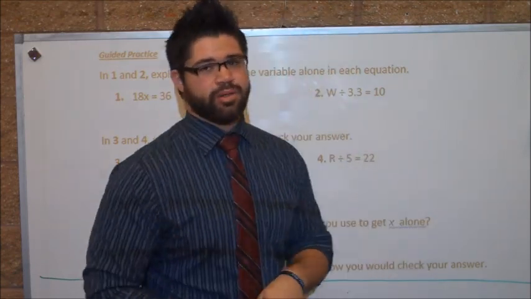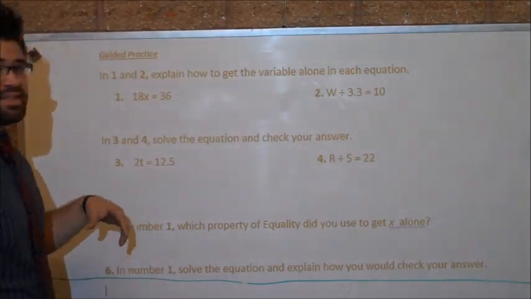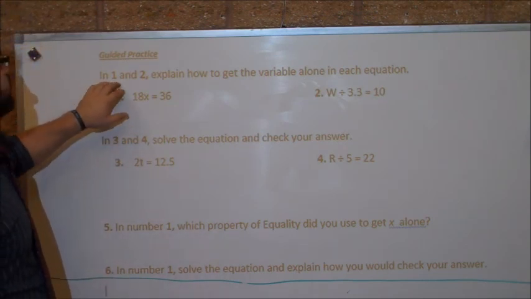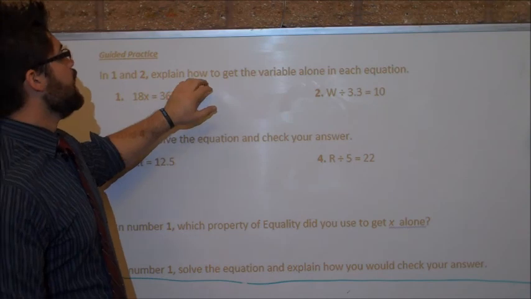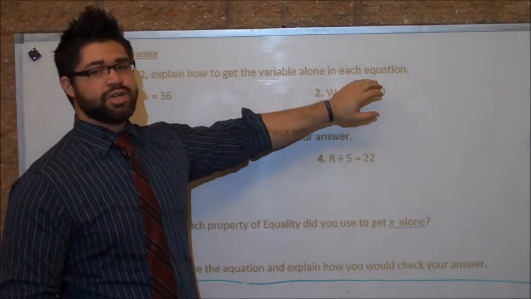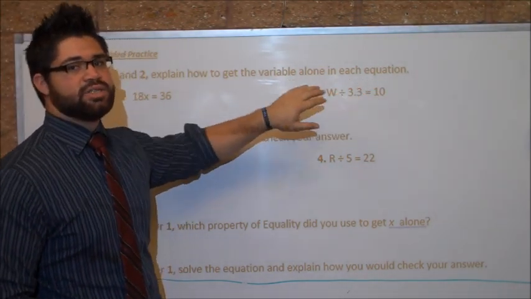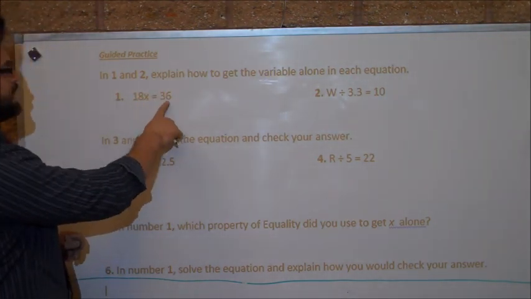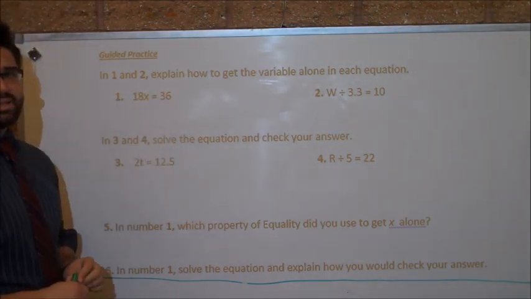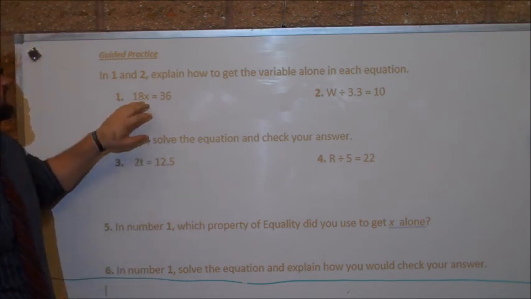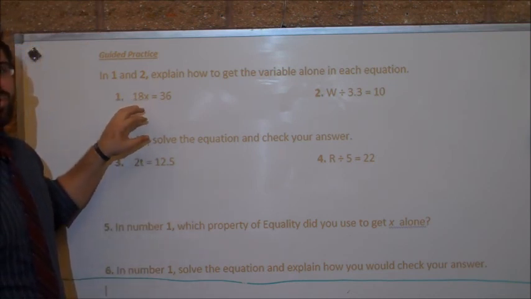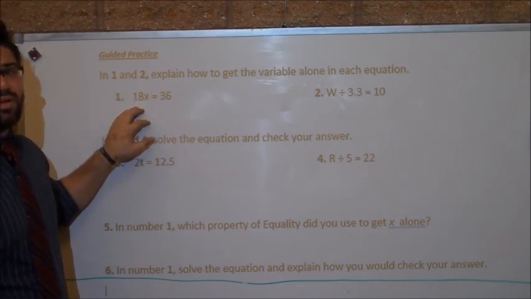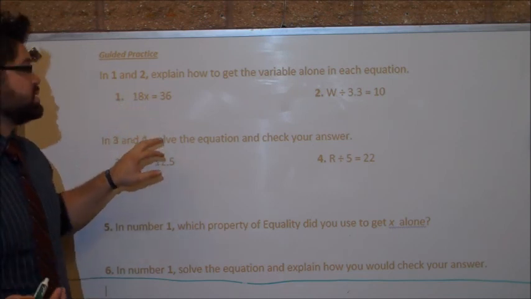So let's start with number 1. Again, this is in your journal now. So the directions say, in 1 and 2, explain how to get the variable alone in each equation. So we don't have to actually solve it right now. We just have to explain how to do that. So if you see, number 1 is 18x equals 36. Remember, we're just essentially going to undo whatever operation is being done to the variable to get it by itself. We just want to use the inverse, the opposite, right?